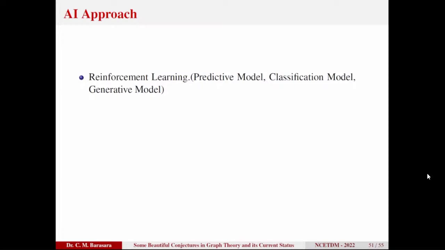In AI, there is one concept called reinforcement learning. What we are doing in reinforcement learning is we set certain rules and feed them to the program, and then the program learns by itself by playing certain scenarios, and comes down with beautiful results. Let me give you some models based on that: predictive models, classification models, and generative models are based on reinforcement learning.